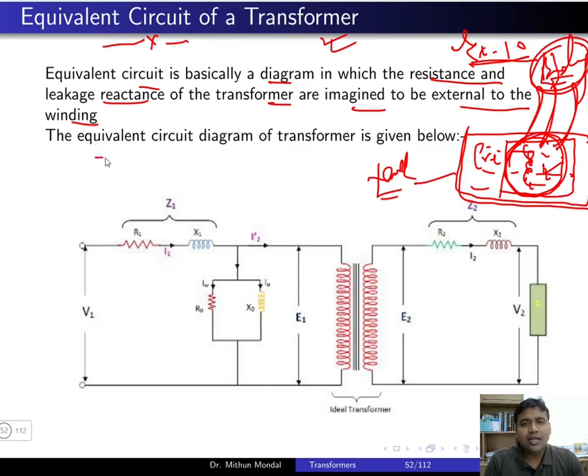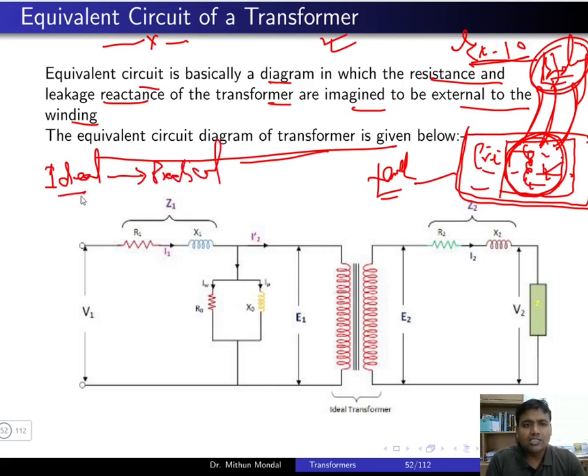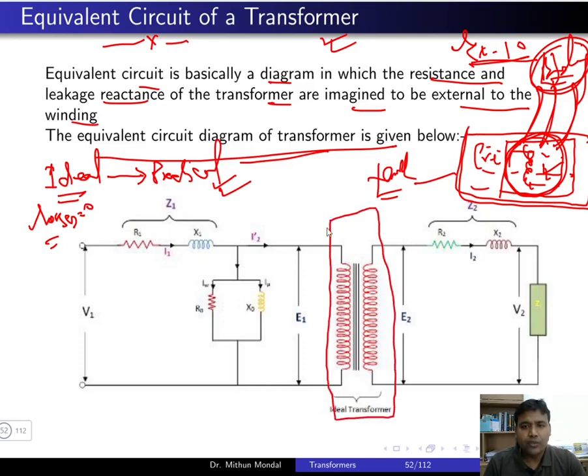So what quantities will the equivalent circuit diagram of a transformer include? If you remember, we started our discussion from the ideal transformer and then slowly moved to the practical transformer, right? In the ideal transformer, we have assumed that all losses are zero, and in the practical transformer we have included all losses, right? So if we consider a two winding transformer which is ideal in nature, this is your ideal transformer, which does not have any losses. All losses will be zero.